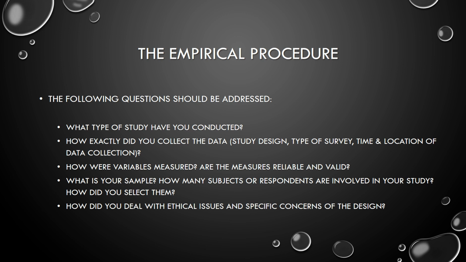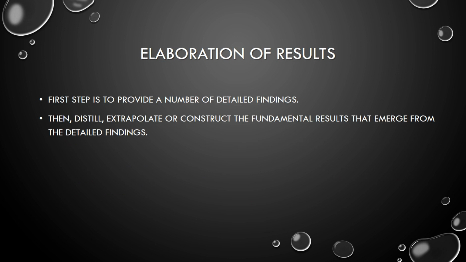How many subjects or respondents are involved in your study? How did you select them? This all has to be explained in chapter 3, methodology. How about ethical issues and the specific content of the design? Whether you have ethical clearance from your university, whether you have sought permission, seeking consent from your respondents, how you're using third-party sources, whether you're quoting them, citations, and so on and so forth.